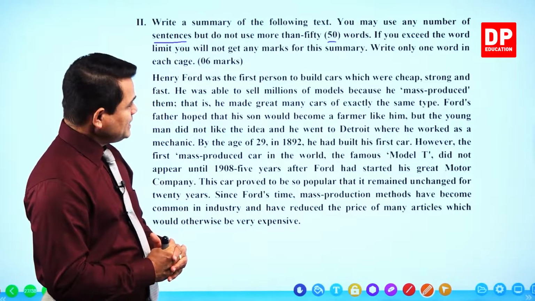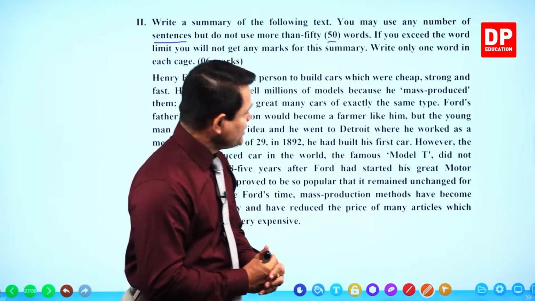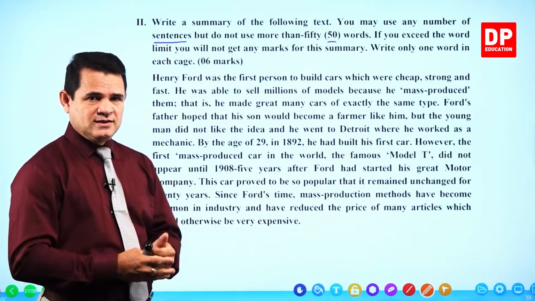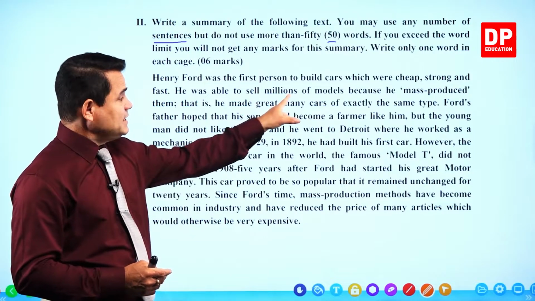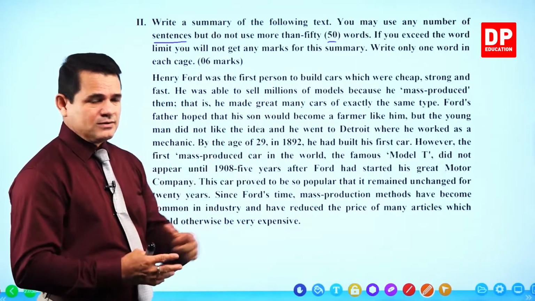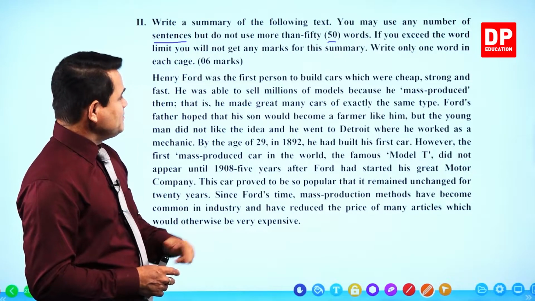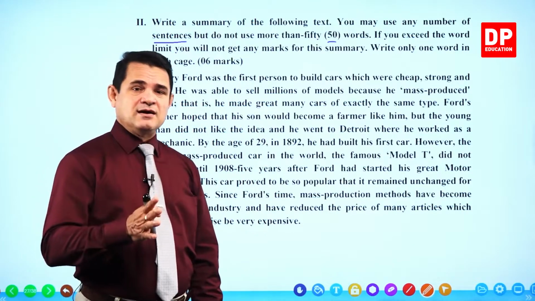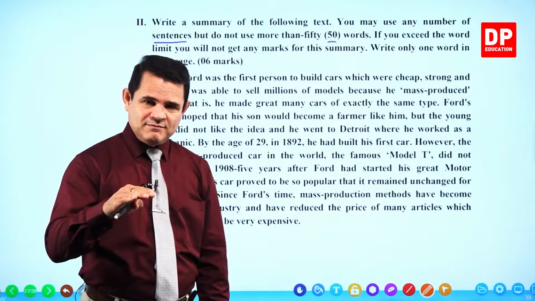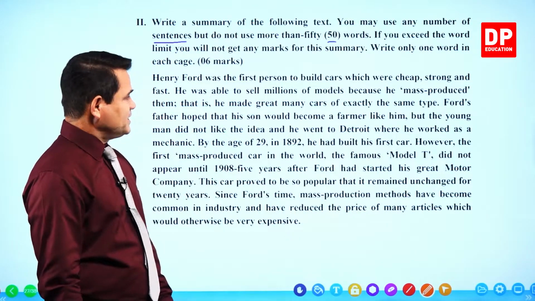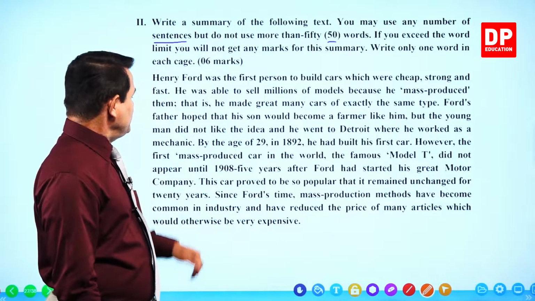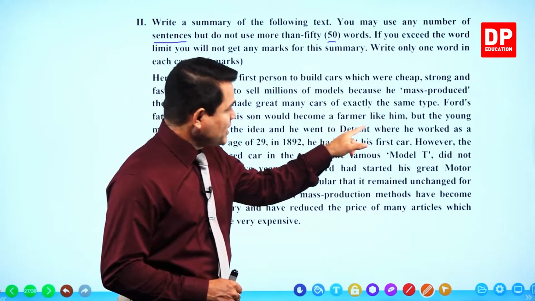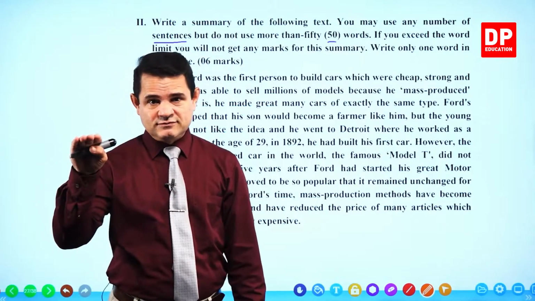He was able to sell millions of models because he mass produced them. He produced them in large quantities, and because they were made in large numbers, he was able to sell millions. That is, he made a great many cars of exactly the same type, a lot of cars. And Ford's father hoped that his son would become a farmer like him. That means Ford's father was a farmer.